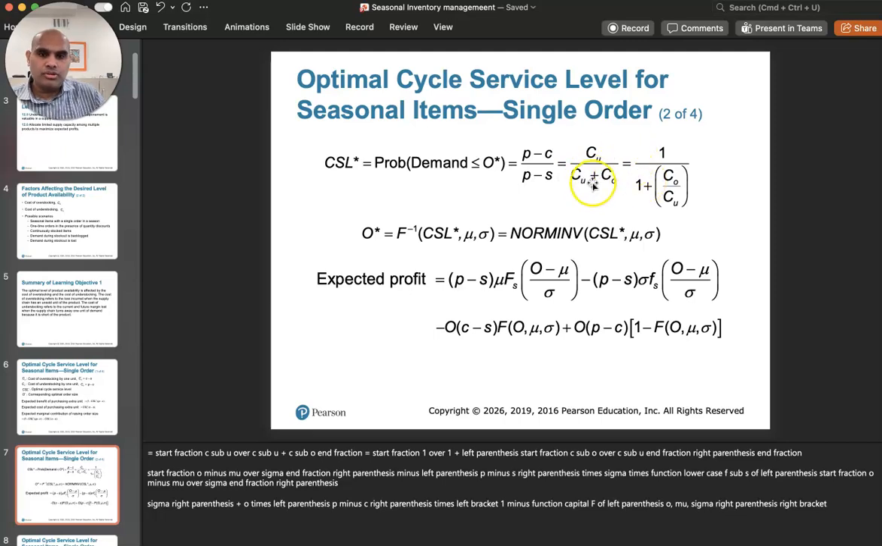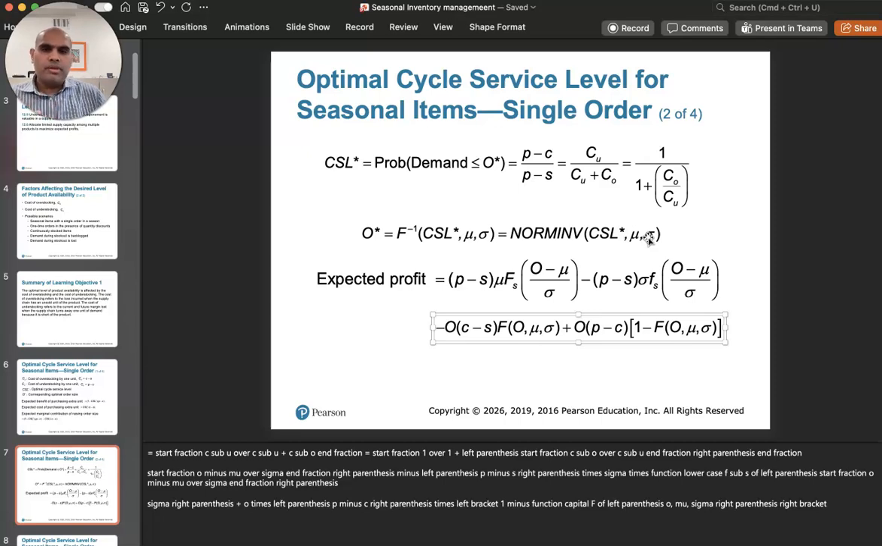So using this ratio of the cost of understocking divided by the cost of understocking plus overstocking, we calculate the optimal order quantity. The optimal order quantity is based off of the cumulative demand distribution. For most cases that we are going to deal with, we are going to assume that demand follows a normal distribution. So this is the inverse of the normal distribution. In the newer formulas, this should actually be norm.inv. So norm.inv with the cycle service level, mean and standard deviation.